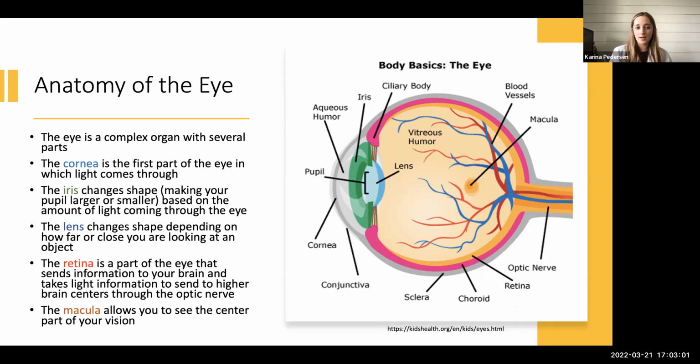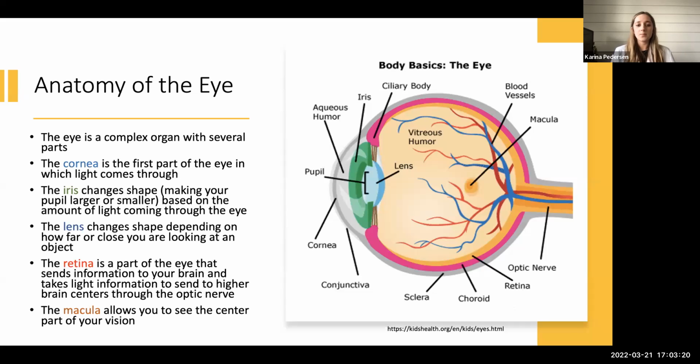The third part of the eye is called the lens. The lens changes shape depending on how far or close you're looking at an object. When you look closer at an object, your lens is going to get a little bit bigger. And if you're looking a little bit farther away, it's going to thin out.